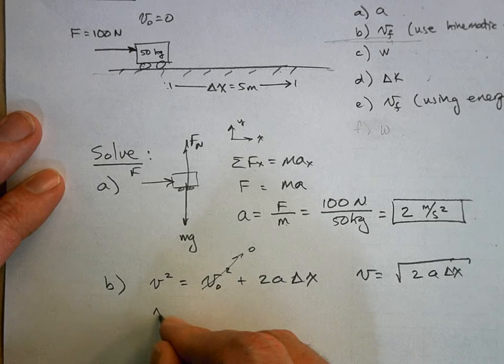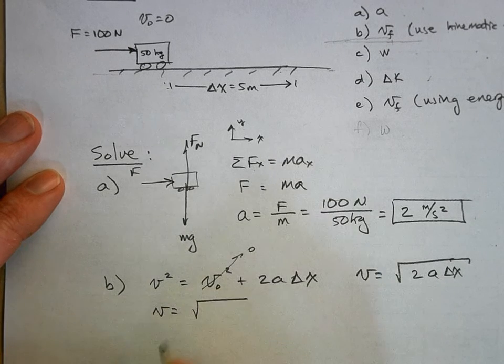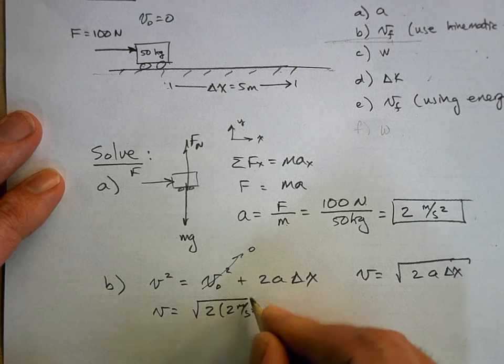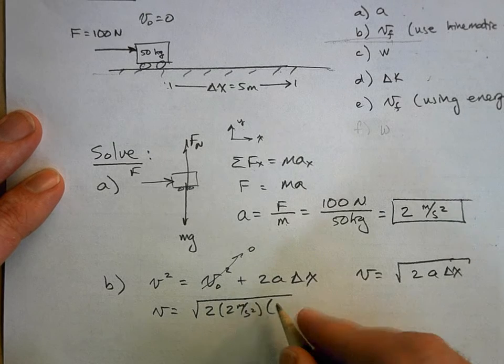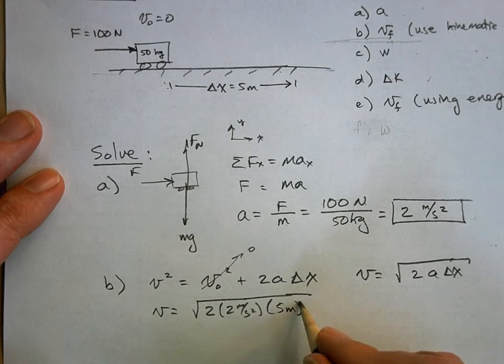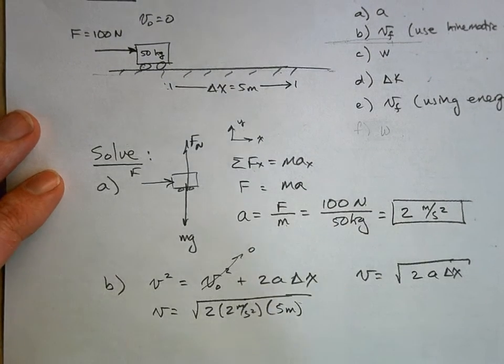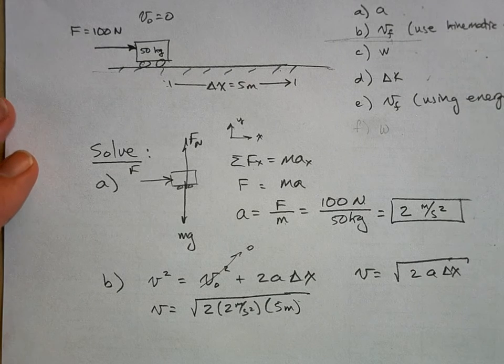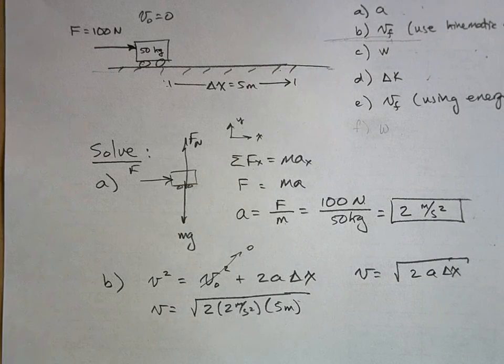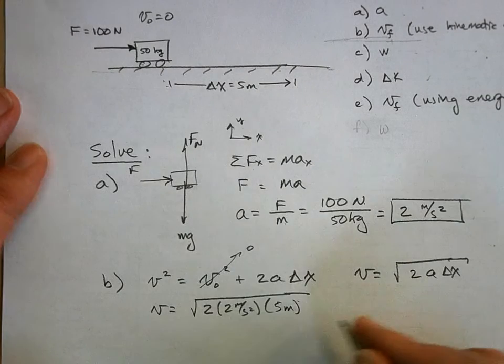And so v is equal to the square root of 2 times 2 meters per second squared times 5 meters. Well, that's 4 times 5 is 20. The square root of 20, I get 4.47. Anybody else get that? Get that far? Good.